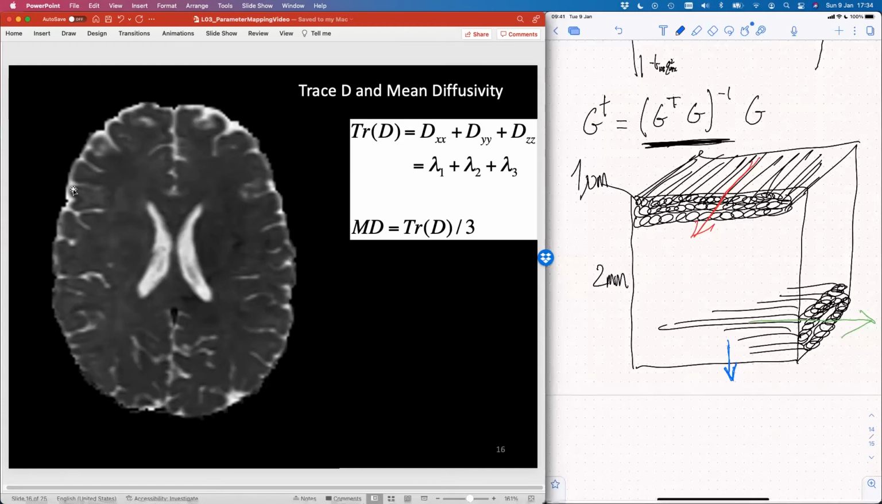It looks very similar to the single diffusion constant that we estimated with our first model, and in fact is almost equivalent to that. But it's a very useful map because it gives us an overall idea of the mobility of water molecules at each position in the image. It can highlight some interesting pathologies.